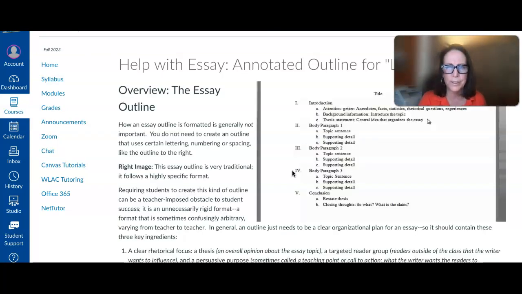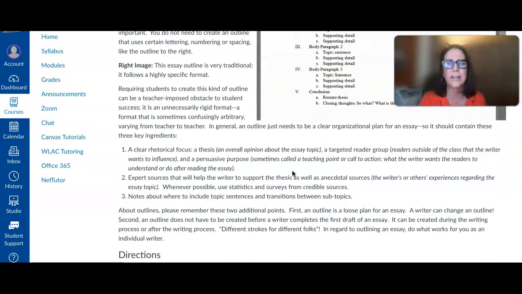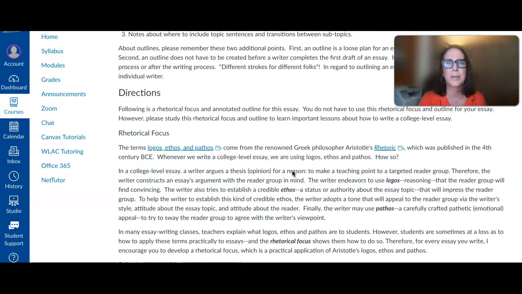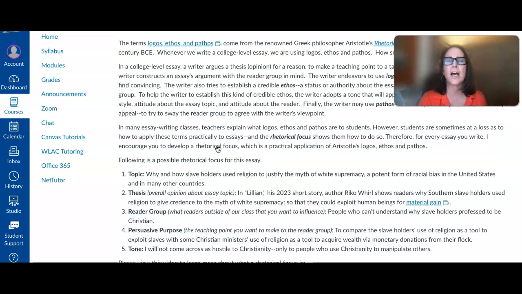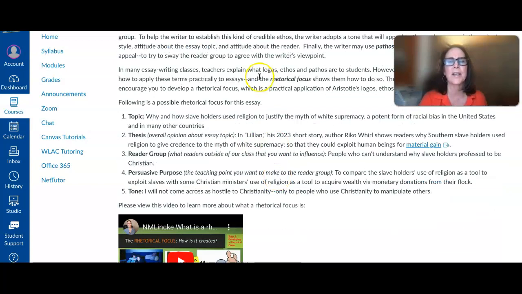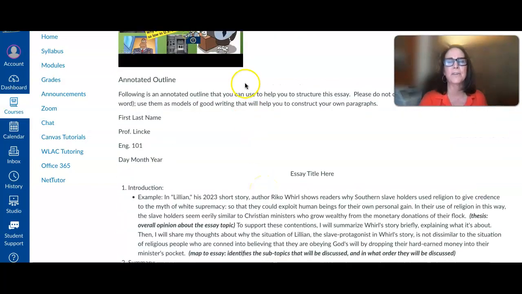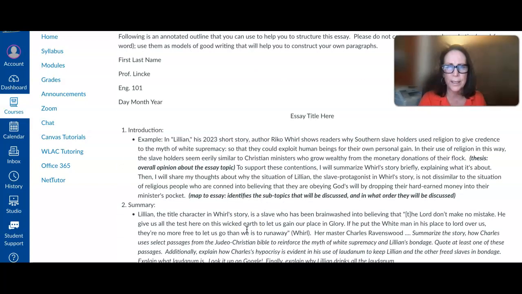Even if you don't use this annotated outline, I'm going to ask you to study it very carefully. It will provide you with very important information about Greek philosopher Aristotle's rhetoric, his famous logos, ethos, and pathos, or logos, ethos, pathos. I don't speak Greek, so I'd say logos, pathos, ethos. Those are rhetorical appeals. And I show you how to use these rhetorical appeals very practically in a rhetorical focus for your essay right here. And you have an annotated outline that will help you to write a variety of paragraphs.